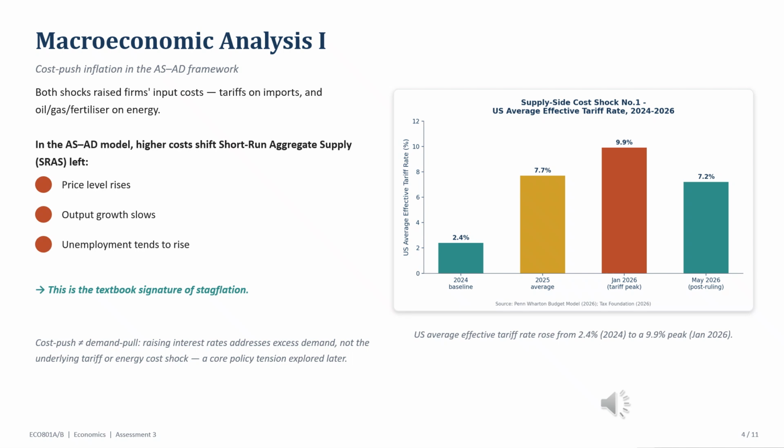The graph on the right shows how the US average effective tariff rate increased significantly from around 2.4% in 2024 to 9.9% in January 2026 before easing to 7.2% in May 2026. This clearly shows that tariffs become a significant cost shock for businesses. The important point here is that this type of inflation is not mainly caused by excessive demand. Therefore, simply increasing interest rates may not solve the underlying problem because the main cause is the increase in production costs. So, overall, this analysis shows how supply side shocks such as tariffs and higher energy costs can create inflation while also slowing economic growth.